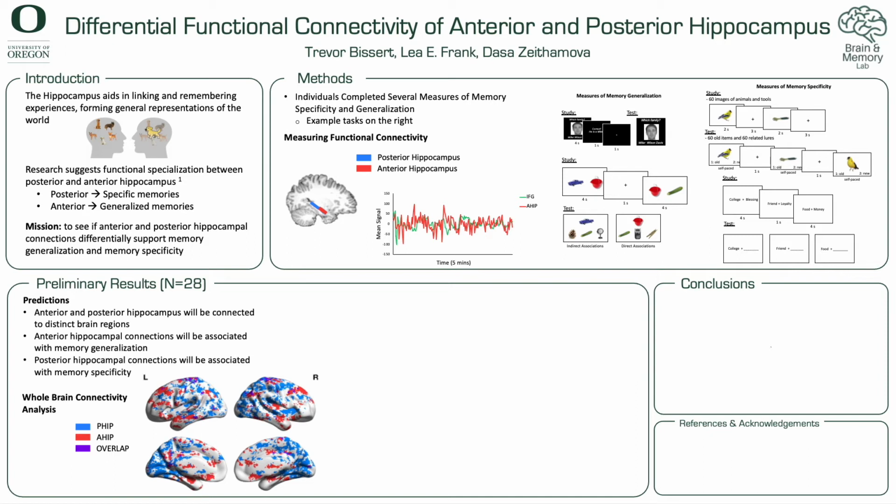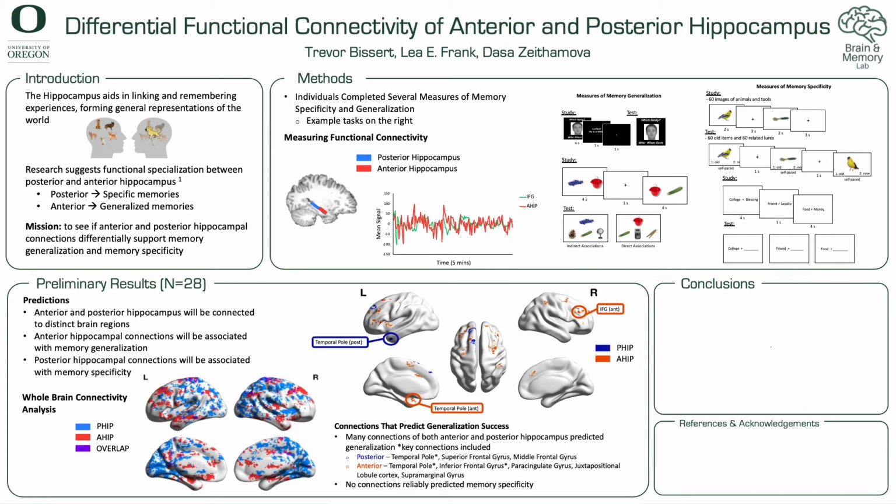Our results from our whole brain connectivity analysis showed that the posterior hippocampus and the anterior hippocampus both have functional connections throughout the brain with very little overlap, as we had predicted. And when we looked at our connections that predicted success in behavioral tests, we found that there were actually no connections that reliably predicted memory specificity success, but that there were connections in both anterior and posterior hippocampus that predicted generalization success.